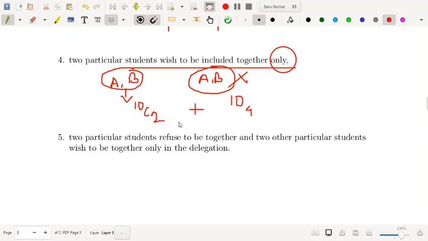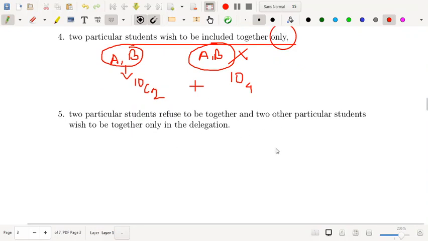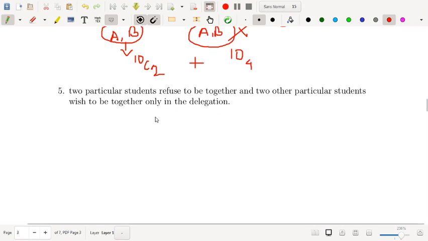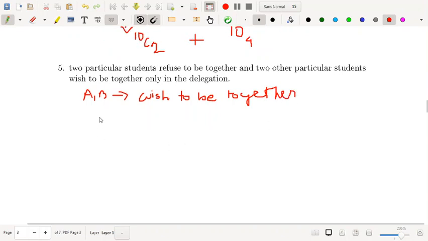Fifth case: two particular students refuse to be together and two particular students wish to be together. This is a very complicated case. Suppose A, B wish to be together, and C, D, suppose, do not wish to be together.